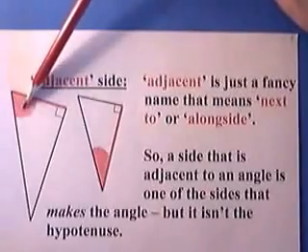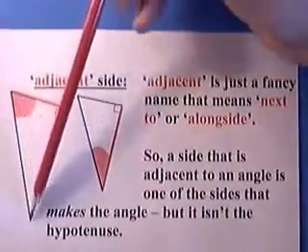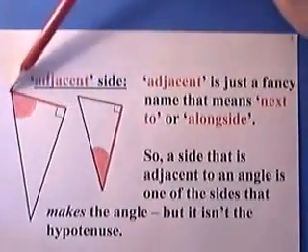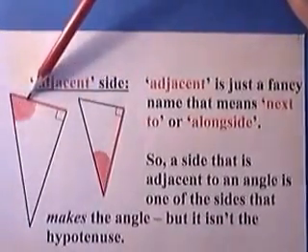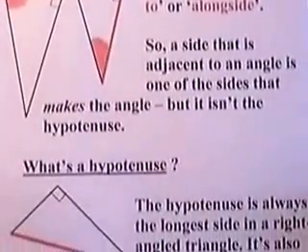Similarly with this one, the hypotenuse is there, that long one there, and that is not the adjacent to that angle, this one is. So what is a hypotenuse?